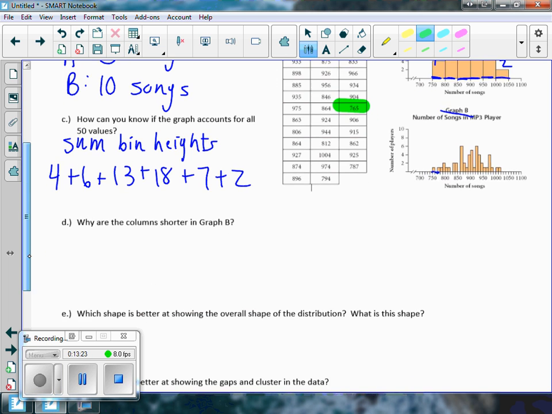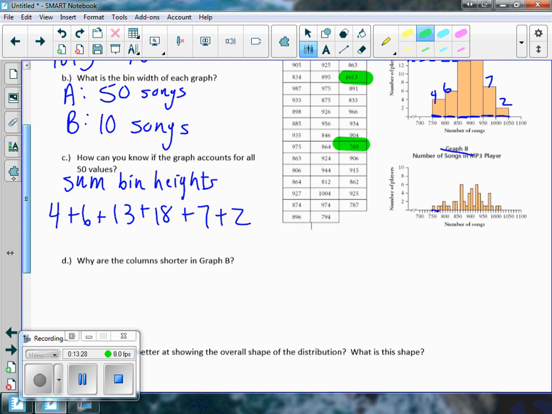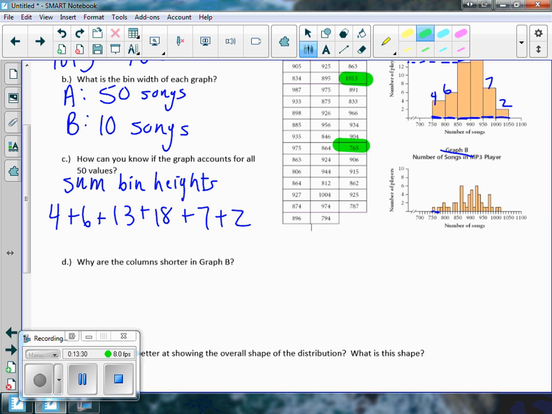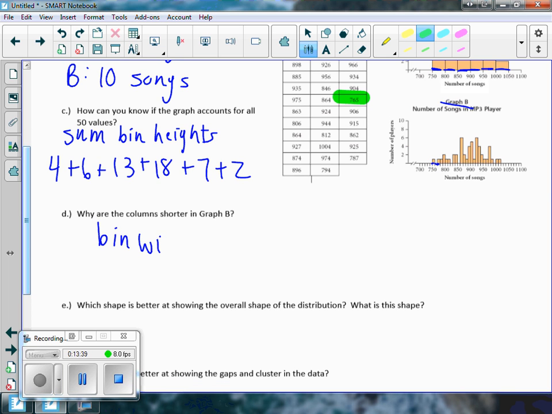Why are the columns shorter in graph B? Graph B, if you notice, the bin heights aren't nearly as big as they are in graph A. Well, in graph B, the bin heights are shorter because the bin widths are smaller. That kind of allows you to see gaps and clusters in the data. You can see a gap here, a gap here. We've got some clustering going on right here.